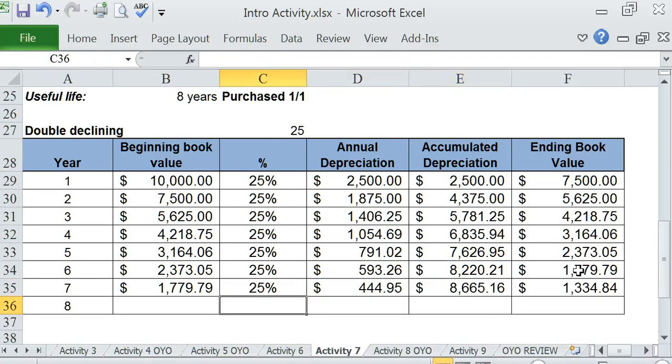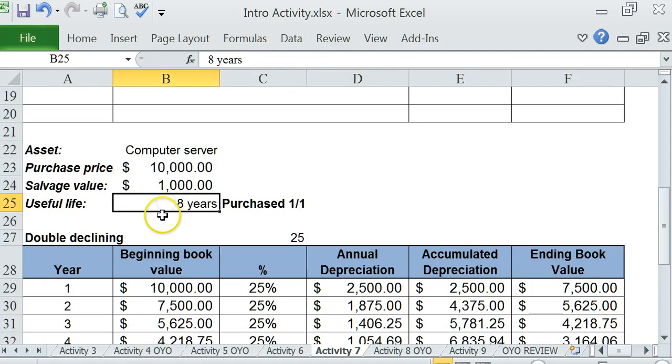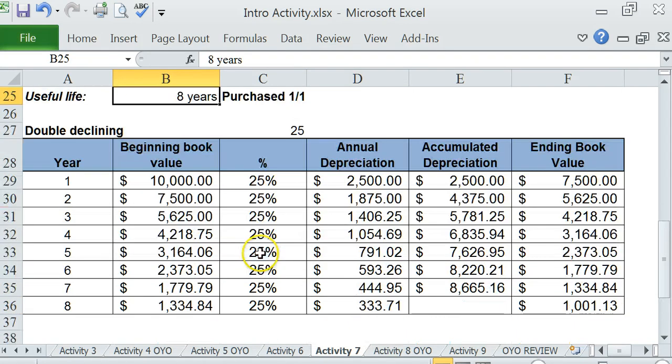Okay? All right, now watch what happens on year 8. I'm going to put in my 25%. Look at what Excel automatically calculated. An ending book value of $1,113. Well, at the end of 8 years, this needs to depreciate to $1,000. We're not at $1,000. We're actually a little bit too high for that yet.